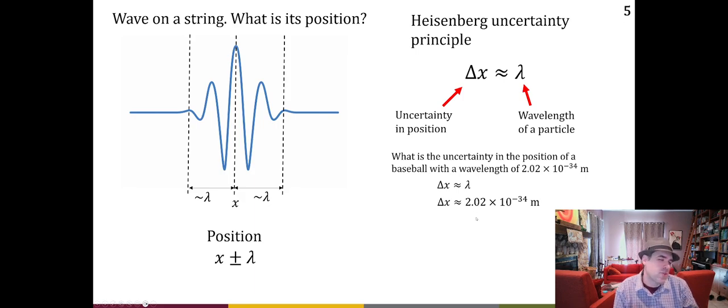Now, there's always an uncertainty in measurements, right? Like if you were to watch a video of this and try to determine the position, there's uncertainty there. But this is the intrinsic uncertainty. You can't get any lower than this due to the wave nature of particles.